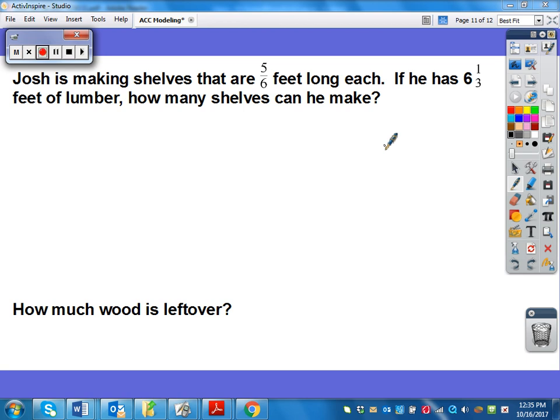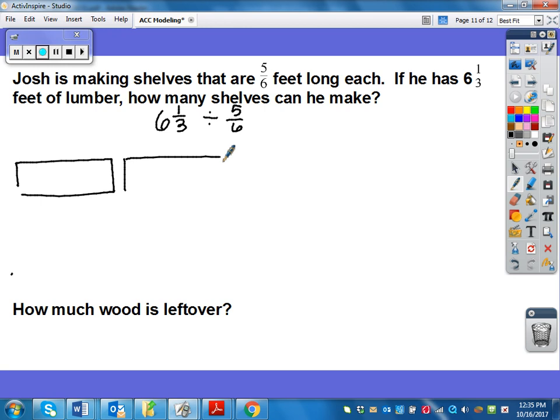So the first thing you're going to want to do is to represent the dividend, either by using boxes or a number line. The dividend is the number that you're starting with. He has 6 1/3 feet of wood, and he's trying to figure out how many groups of 5/6 he can fit inside those 6 1/3 feet. I'm going to go ahead and use the box model for this.